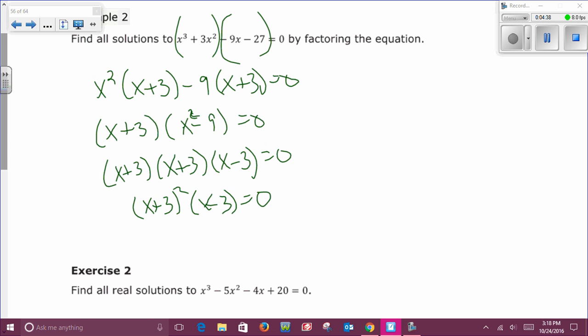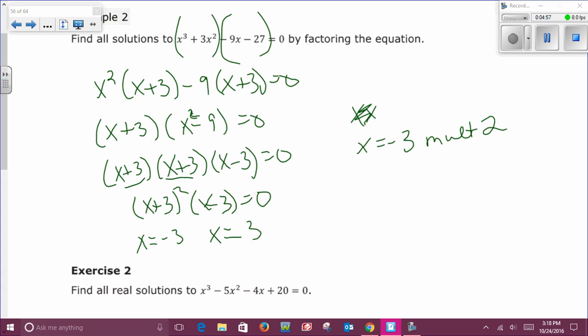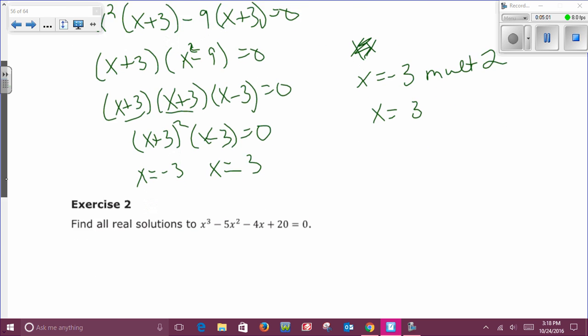And here, if I were to set each factor equal to 0, I'd get x equals negative 3 and x equals positive 3. And so this x equals negative 3 is a multiplicity of 2, because I have 2 of them, 1 and 2. And then x equals positive 3 just has 1.